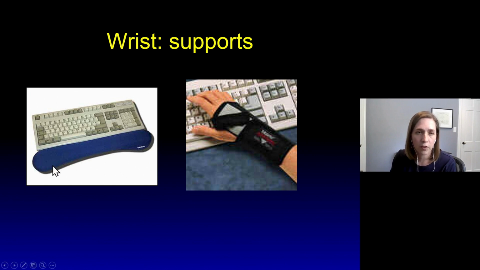Here are some examples of supports that you may offer your patients in terms of ergonomics to improve their repetitive injuries, to make sure that they have good alignment of the wrists. And then here's an example of a splint that they can use.